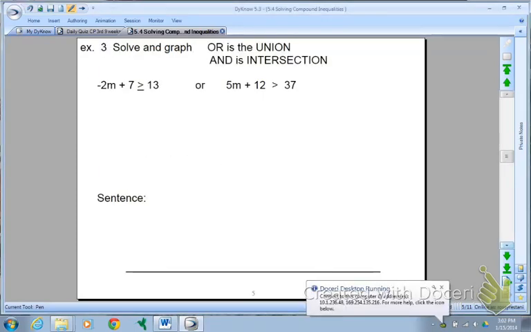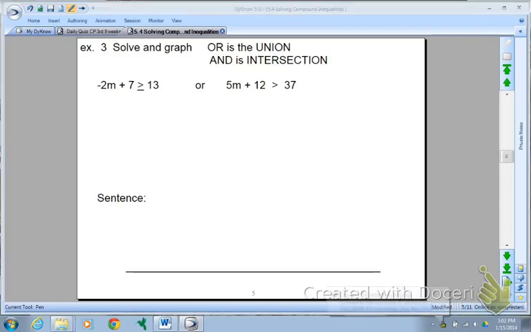Example 3, when we have the word or means the union, and is the intersection. Or it only has to be true for one. It's either one or the other. And it has to be true for both. So if we have two equations formed by the word or, we're going to solve each one separately.